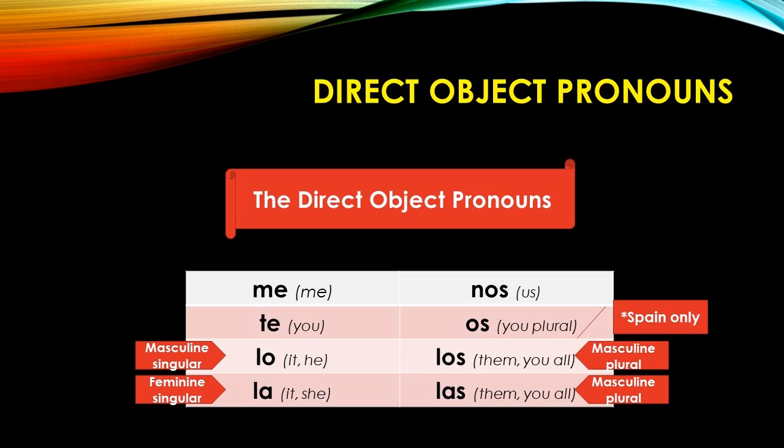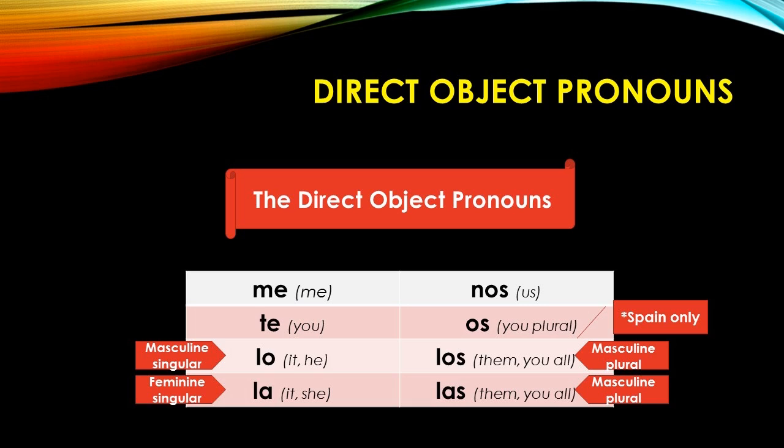Here are the direct object pronouns. Me, te, lo, la, nos, os, los, las. Me is the same as the English me. Te in English means you. Lo replaces any singular masculine noun and can be translated as it or him. La replaces any feminine singular noun and can be translated as it or her.